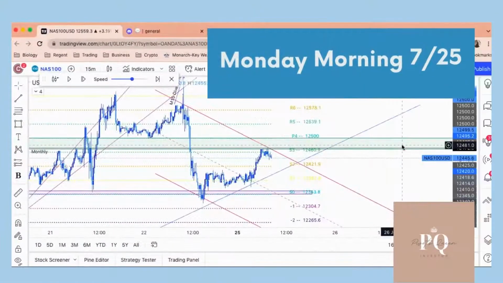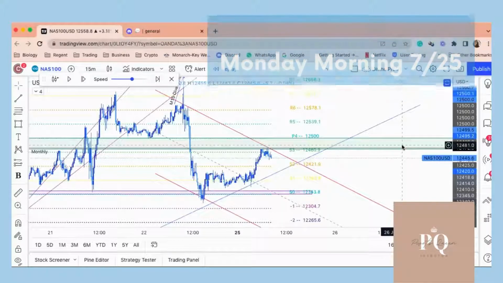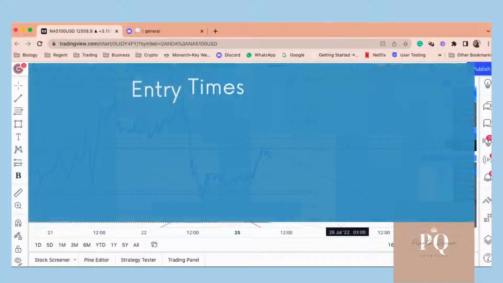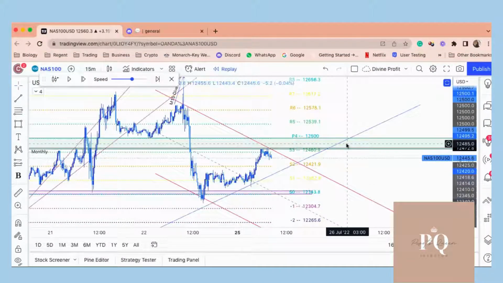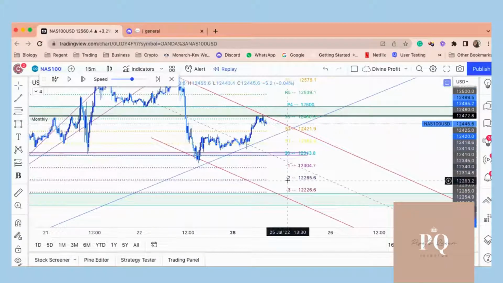So I've used the replay bar. We are on NAS100, on the M15, and this is around Monday morning, around 8:15, 8:30. I just went back here so I could break down what I was looking at, what I saw, and how I got my entries for this week. So this is basically how Nas looked.